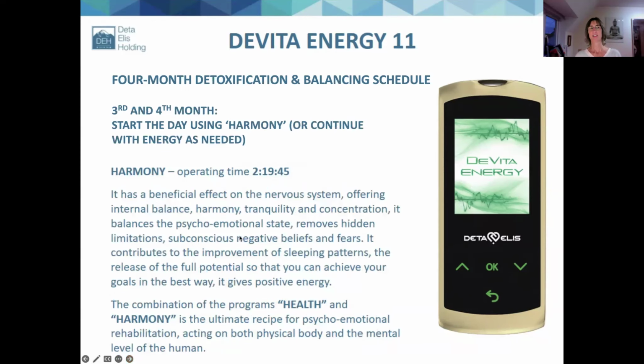For the second 2 months, they suggest using this program called Harmony, which will calm the nervous system, de-stress the system, and as the name suggests, bring about a state of inner harmony, peace. It will calm the psycho-emotional state. So if someone's very anxious and stressed and not able to sleep, it will just help calm all of that so they can feel more centered and able to concentrate in a peaceful way.